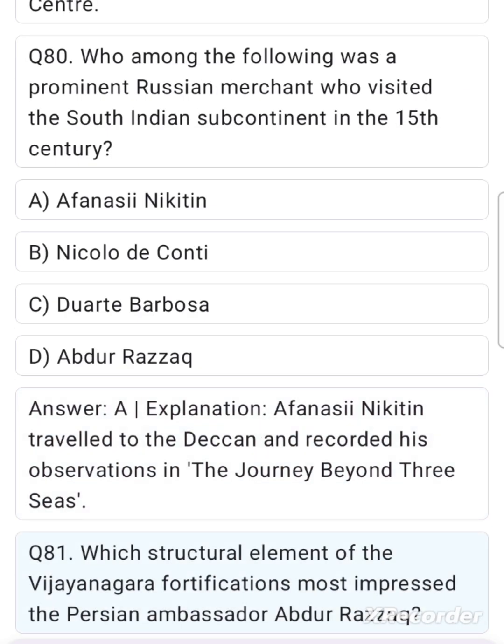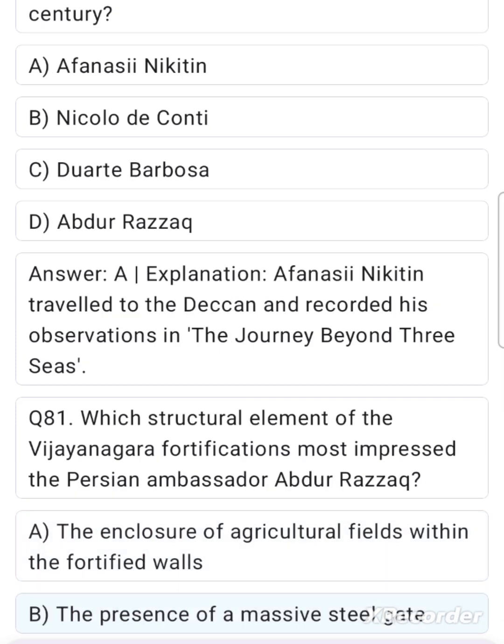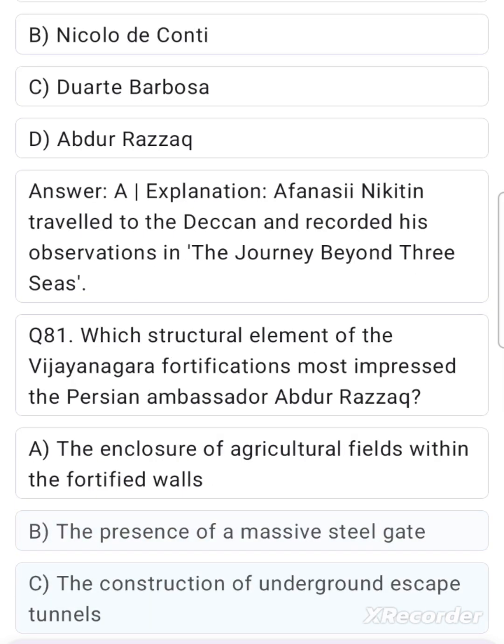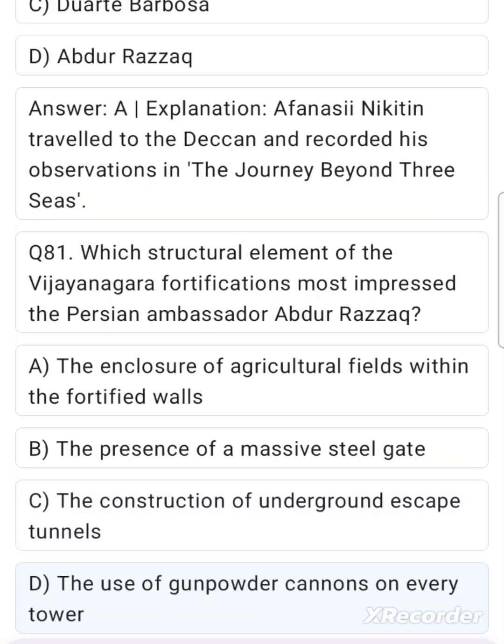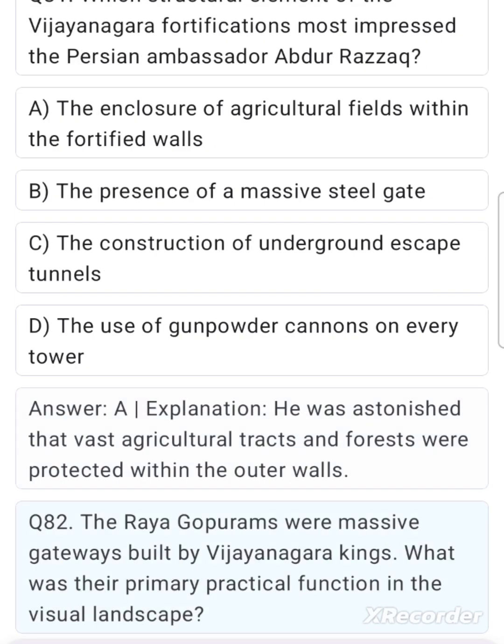Q81. Which structural element of the Vijayanagara fortifications most impressed the Persian ambassador Abdur Razak? A. The enclosure of agricultural fields within the fortified walls. B. The presence of a massive steel gate. C. The construction of underground escape tunnels. D. The use of gunpowder cannons on every tower. Answer: A. Explanation: He was astonished that vast agricultural tracts and forests were protected within the outer walls. Q82.